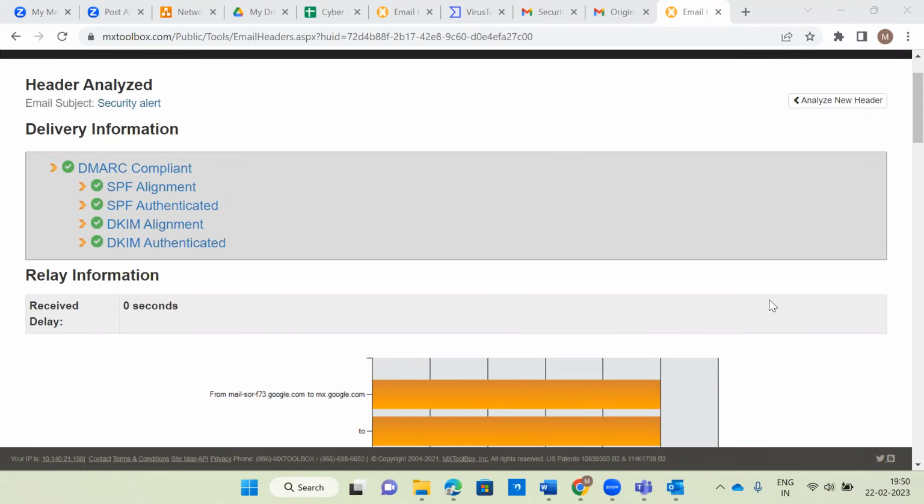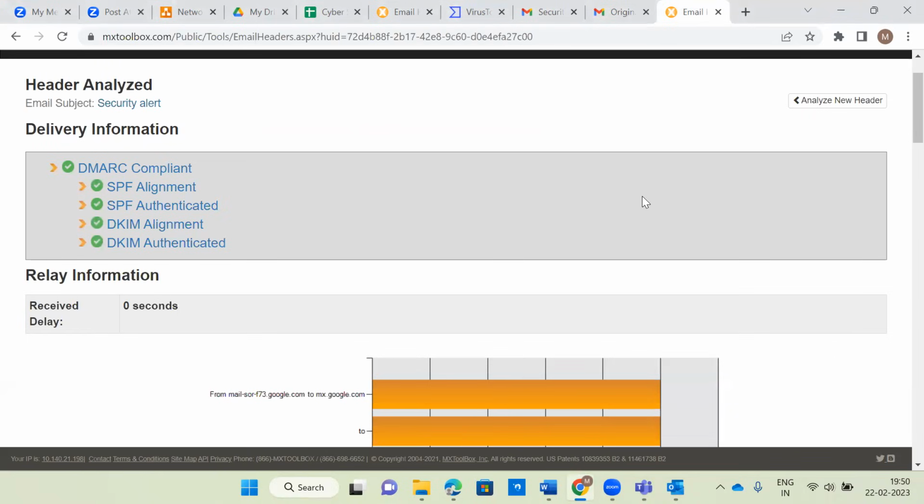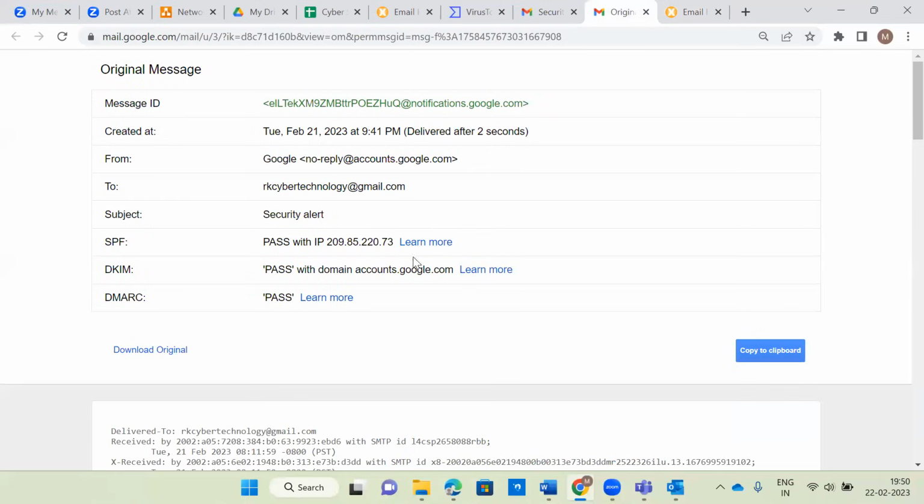Here, what I am thinking is, if it is an original email from the company, these parameters, SPF, DKIM, DMARC, will show pass. If it is a phishing email, these parameters will show fail. Yes, but it's not like that.